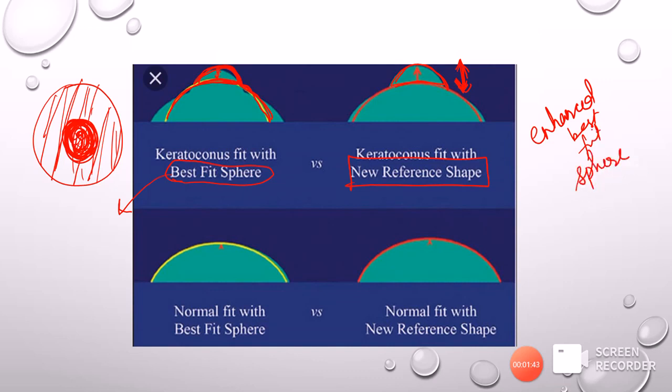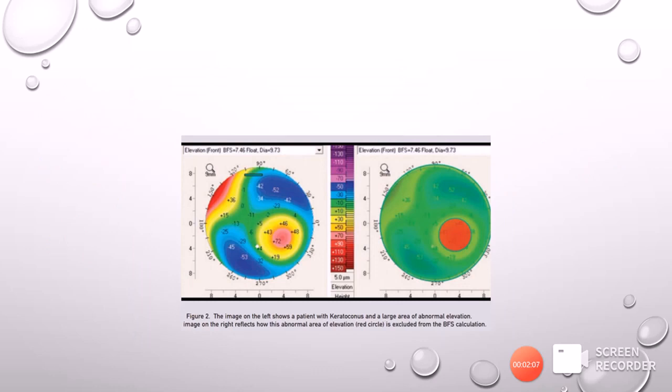So in the enhanced best fit sphere, wherever the conical part is present, wherever the maximum elevation or the maximum curvature is present, around that 3.5 to 4 mm circle of cornea is excluded from the calculation of the best fit sphere, and we will get the enhanced best fit sphere, which is better in diagnosing early keratoconus.